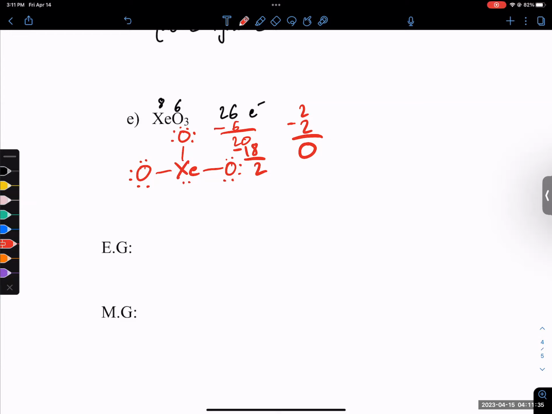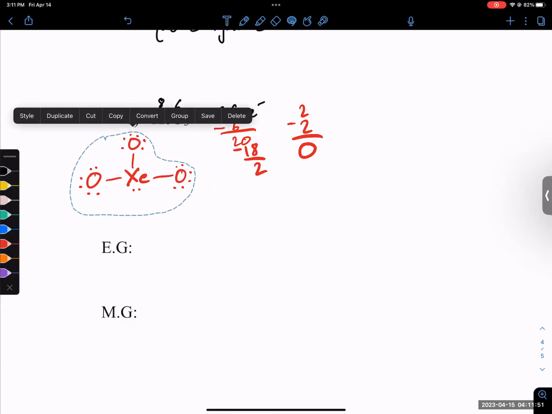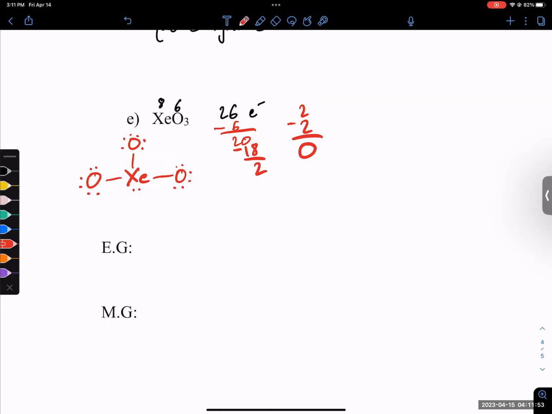We liking this structure? Is it good? Is it bad? Is it somewhere in between? I don't know. Well, this is actually the structure of XeO3 for now. Once we learn about formal charges, we can change it up. But this is a valid Lewis structure for XeO3.